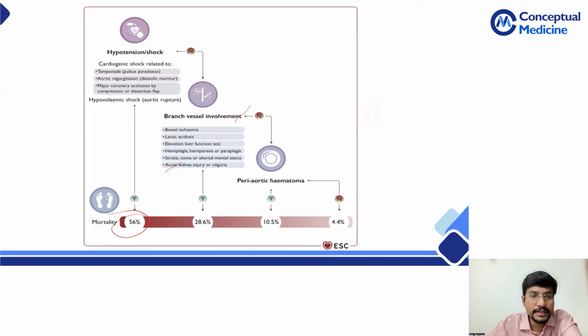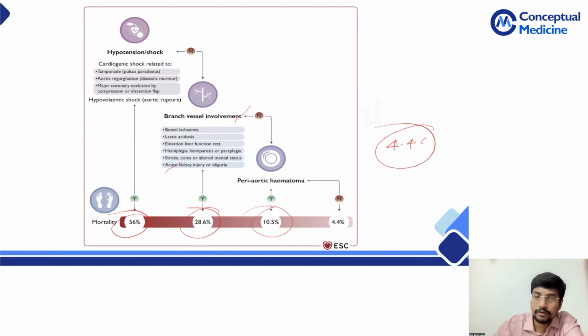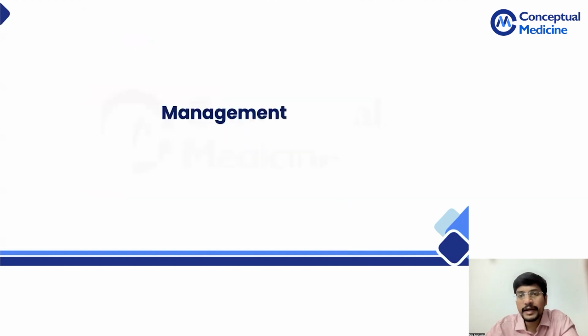Whenever you have branch vessel involvement, the mortality is somewhere around 30%. When you have a hematoma around the aorta, periaortic hematoma, the mortality is around 11%. And even if none of these features are there, the aortic dissection can have a 4.4% in-hospital mortality. So how do you manage these acute aortic syndromes?